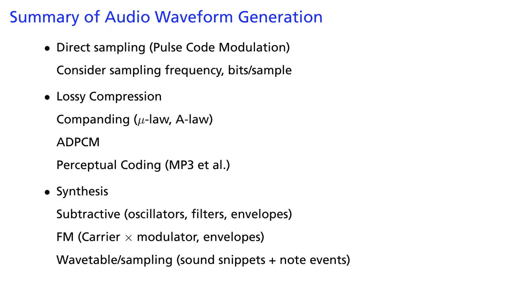Here's a summary of how to generate audio waveforms. The most basic is direct sampling. This uses pulse code modulation. It represents the amplitude of the signal in binary, and the choices you tend to have are what the sampling frequency is. Nyquist tells us that if you want to reproduce, say, 10 kilohertz, you need to sample at 20 at least. You can also control the number of bits per sample. This is a trade-off between memory usage and signal-to-noise ratio. 8 bits is sort of reasonable but not great. 16 bits is CD quality audio and better than most audio systems.